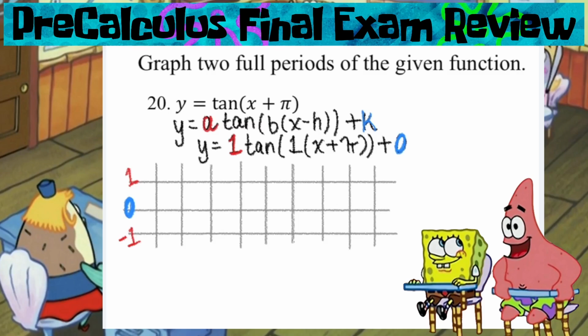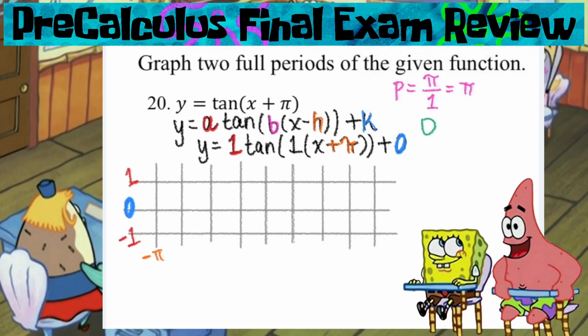Pretty straightforward. Then my first tick mark, my H value, because of the plus pi, is actually going to be negative pi. I went left pi units. Next thing, the period is determined by the B value. That's your horizontal stretch or compression. The formula for period for tangent and cotangent is simply pi over B, while for the others, it is 2 pi over B. It's pi over 1, which is pi.